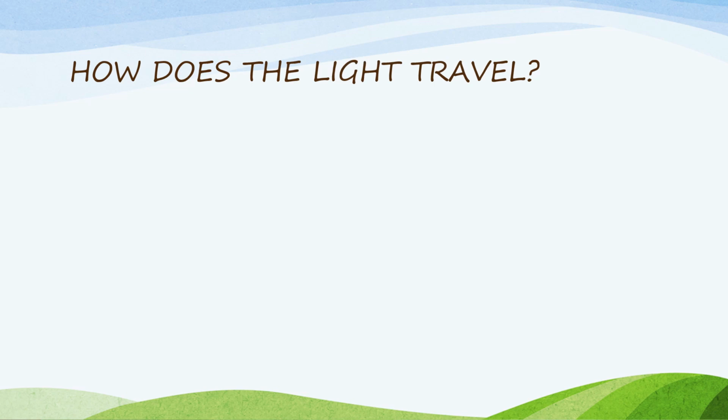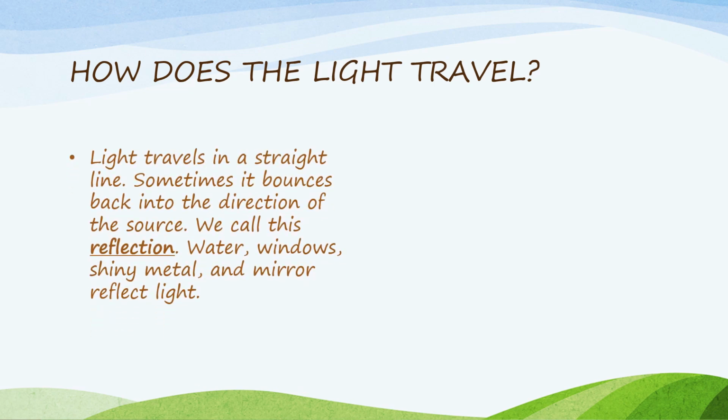So how does the light travel? Light travels in a straight line. Sometimes it bounces back in the direction of the source. We call this reflection. Water, windows, shiny metal, and mirrors reflect light.